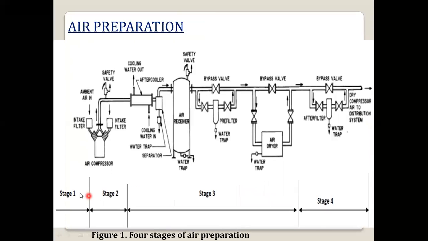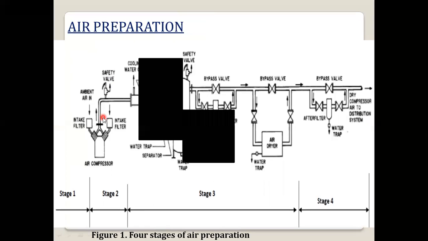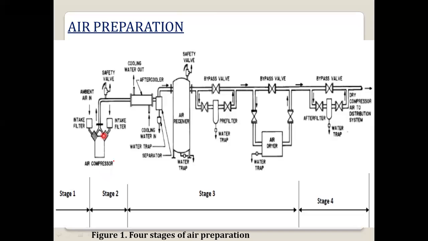As you can see from this diagram, the different stages are divided like this. Stage 1 is the air intake system. The air will be available, that is ambient air, and that will go to the intake filter for the air compressor. In the second stage, we have the air compressor, which will compress the air.